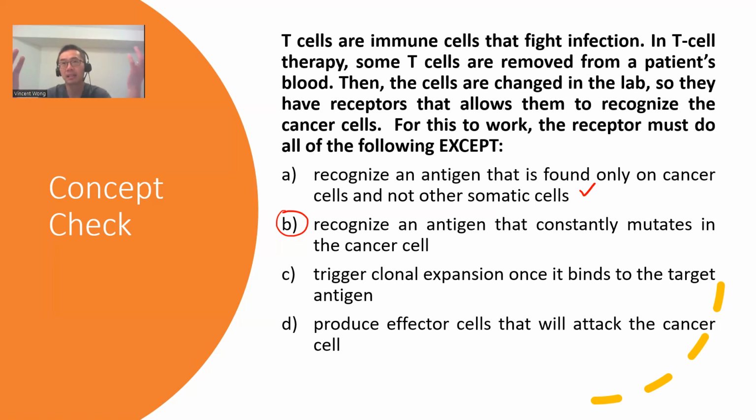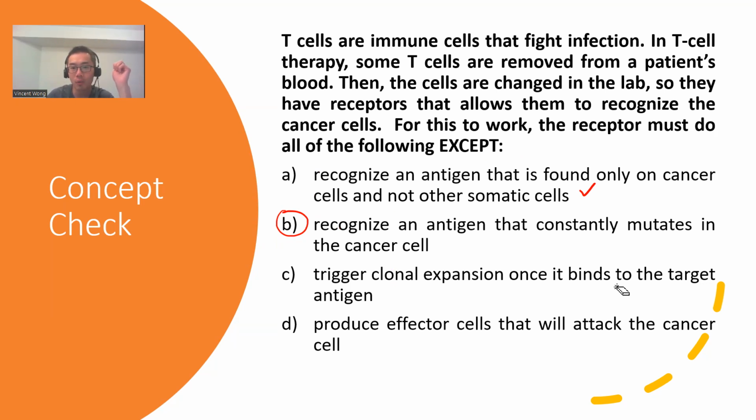It's the same idea as why we have to get new vaccines for COVID, right? Every time there's a new variant, basically the old receptor that we had from the T cells, the old antibodies that we made are no longer useful for the new one, right? Because it keeps on changing. So that's the exception. That's something that doesn't need to happen for this therapy to work.